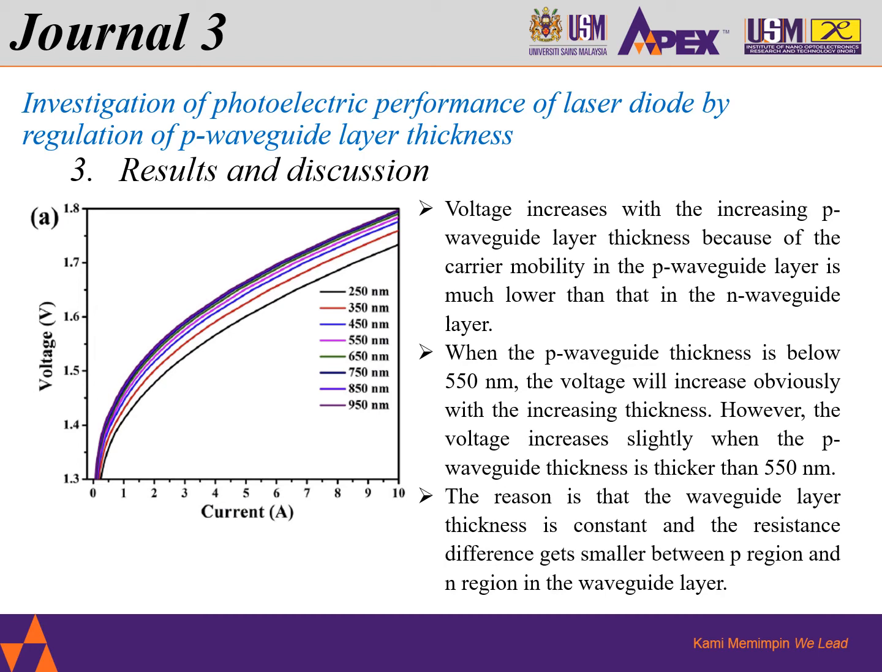As you can see, voltage increases with the increase in P waveguide layer thickness, because the carrier mobility of the P waveguide layer is lower than in the N waveguide layer. As you can see as well, for thickness below 550 nanometer, the voltage will increase obviously. That means a bigger increment below 550, while above 550 thickness, the voltage will increase just slightly. The reason is the layer thickness is constant and the resistance difference gets smaller between P and N region.